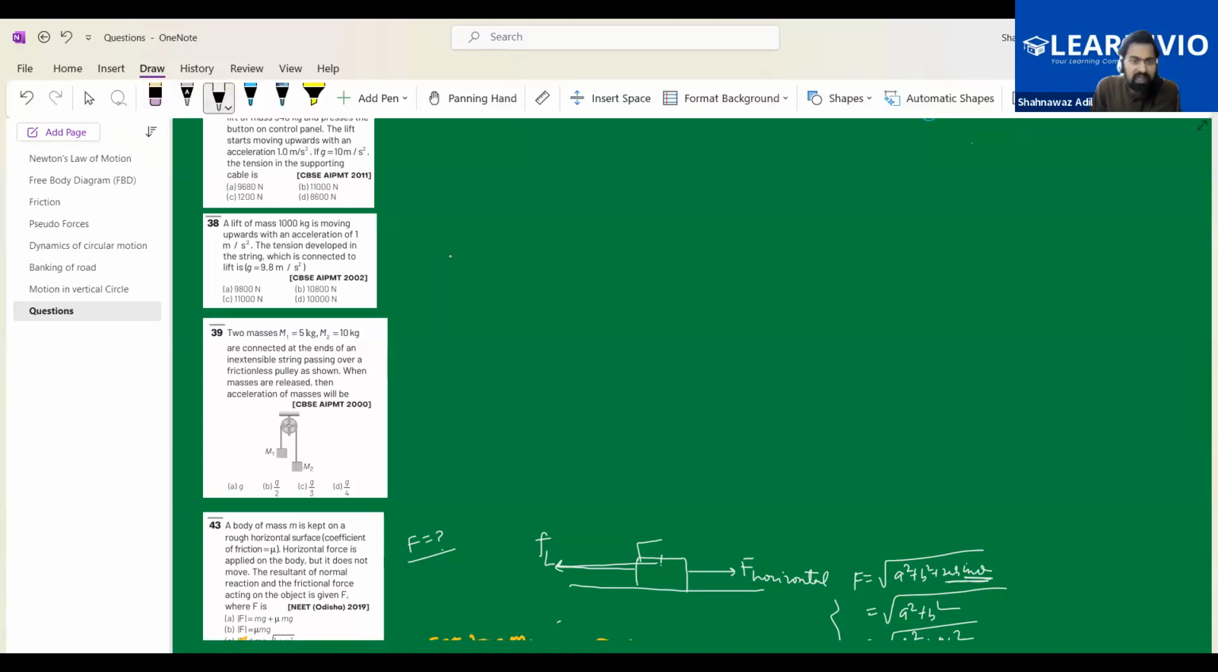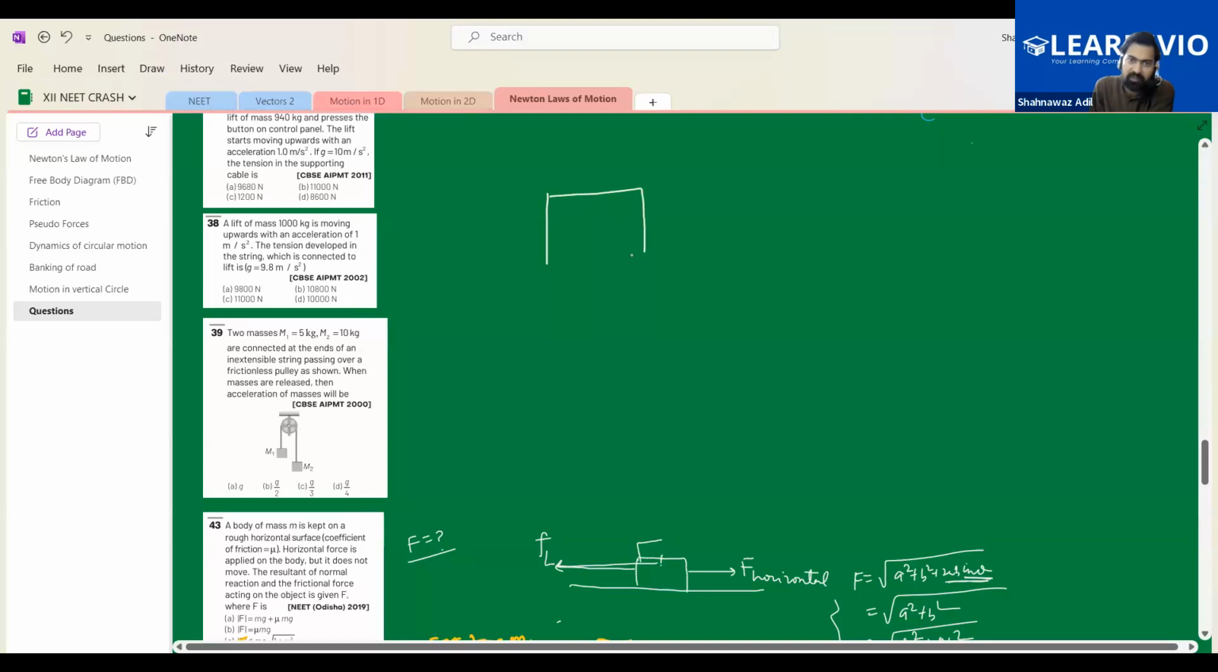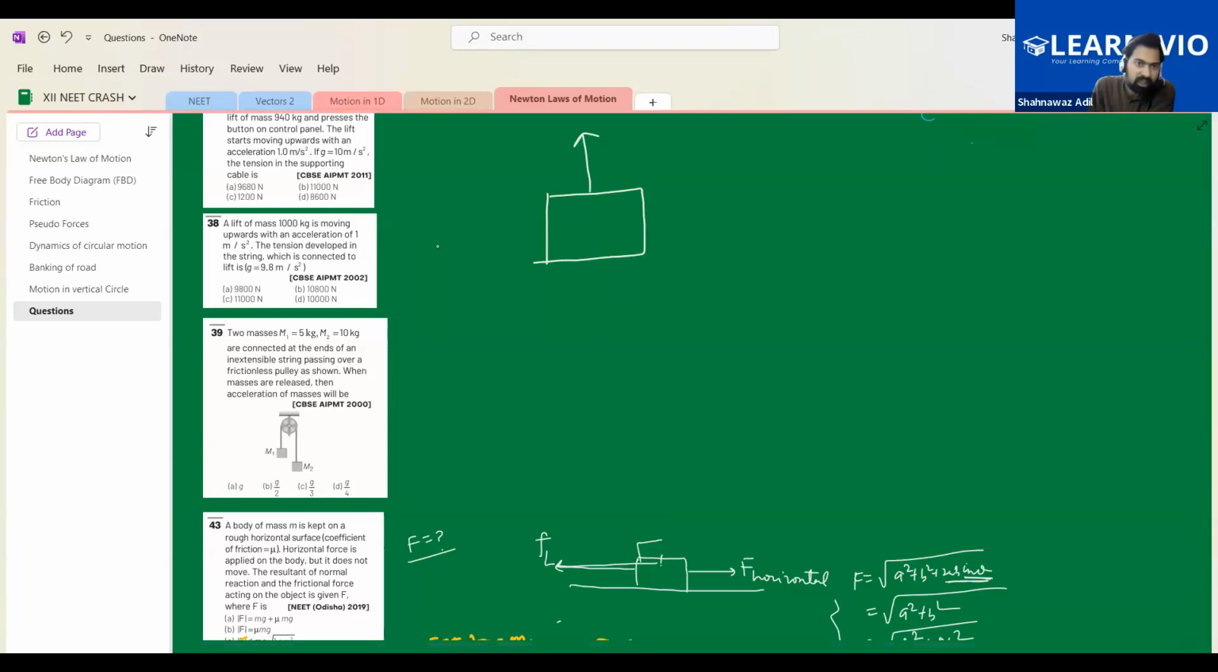So we have a lift of mass 1000 kg moving upwards with an acceleration. So we have this lift, which is of 1000 kg. It will have its weight in this direction, so the weight would be 1000 mg. This is moving in the upward direction with acceleration, so we have acceleration, and then we have tension due to the string.